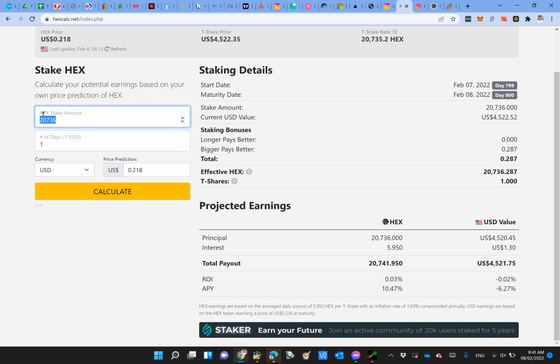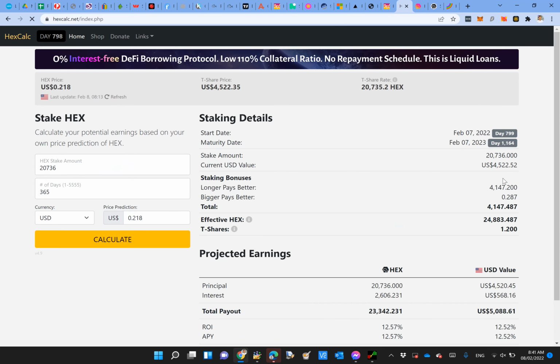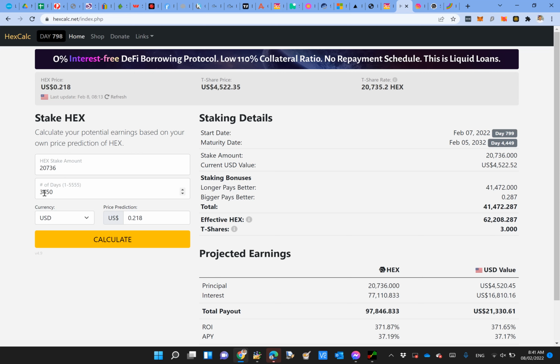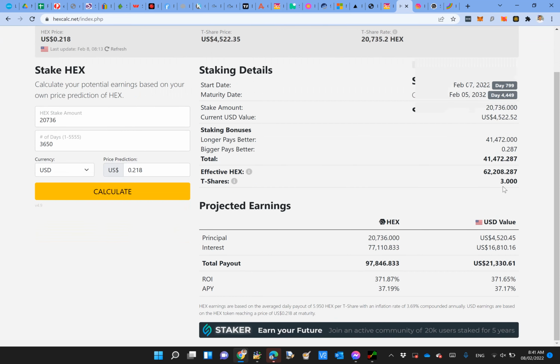So for the same amount of money, to get more yield, you need to stake longer. If you stake for a year, for every year extra, you get 20% more. See, 20% more T-share for the same amount of dollars. So if you go up to a maximum of 10 years, which is 3,650 days, that will give you 3 T-share. So basically, you've 3x your earning power.